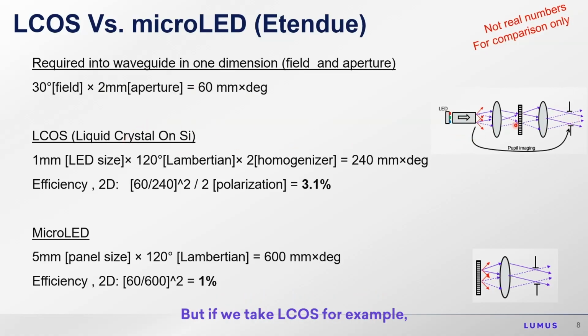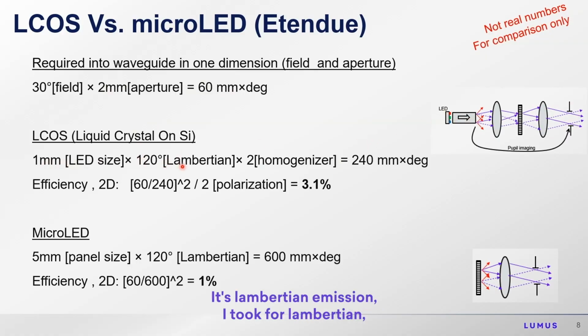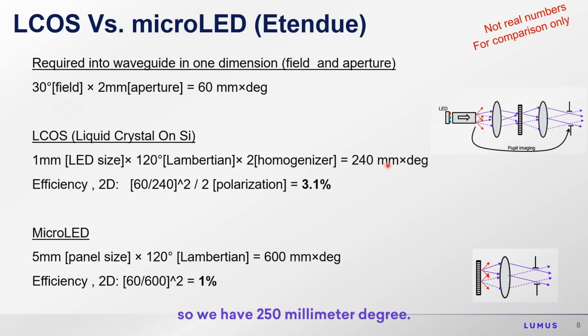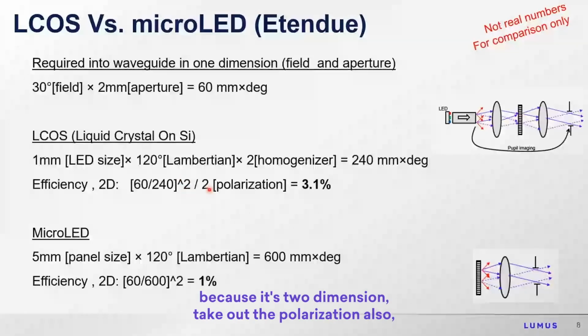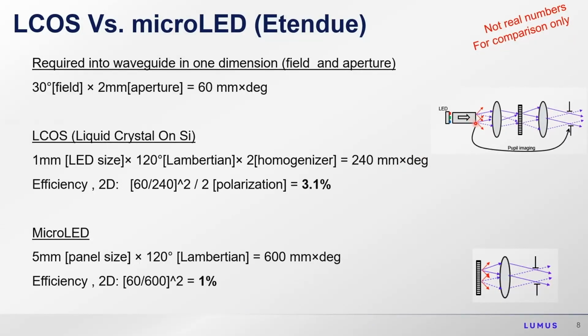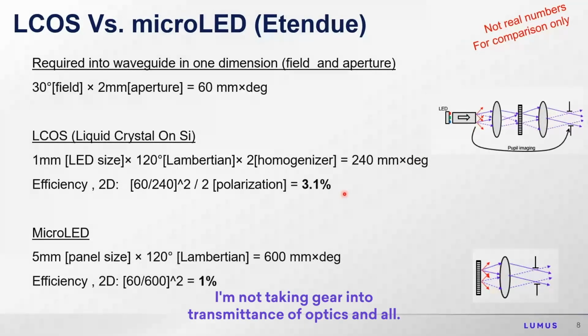But if we take LCoS, for example, it's a 1 millimeter LED right here. It's Lambertian emission. I took for Lambertian 120 degrees divergence. I don't work in steradian, I make it simple, just degrees. And the homogenizer also degrades the Etendue a bit, so we have 250 millimeter degree. We compare this 60 with 250, and square that to the power 2 because it's 2-dimension. Take out the polarization also, so we have 3% efficiency. That's not taking into account the transmittance of optics and all.